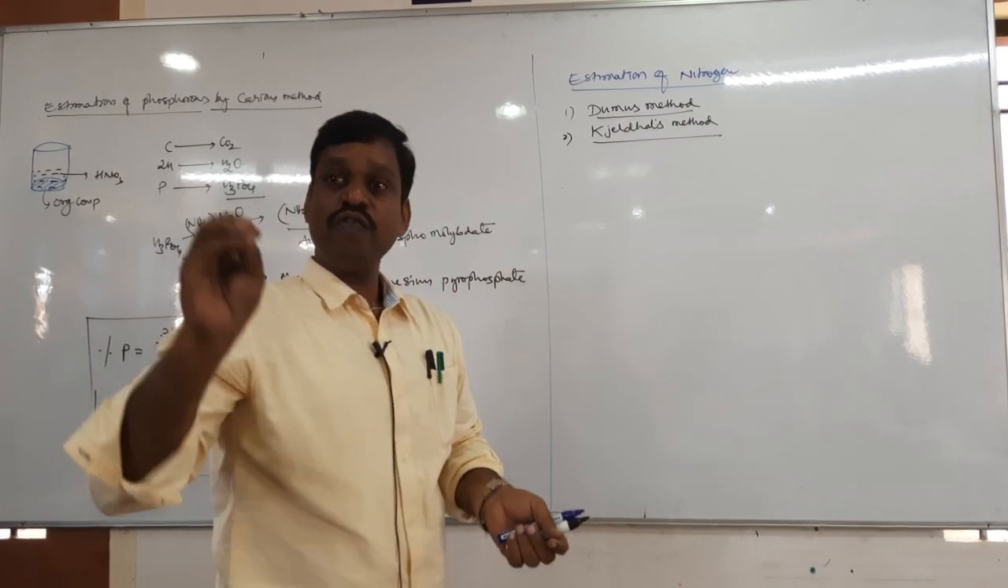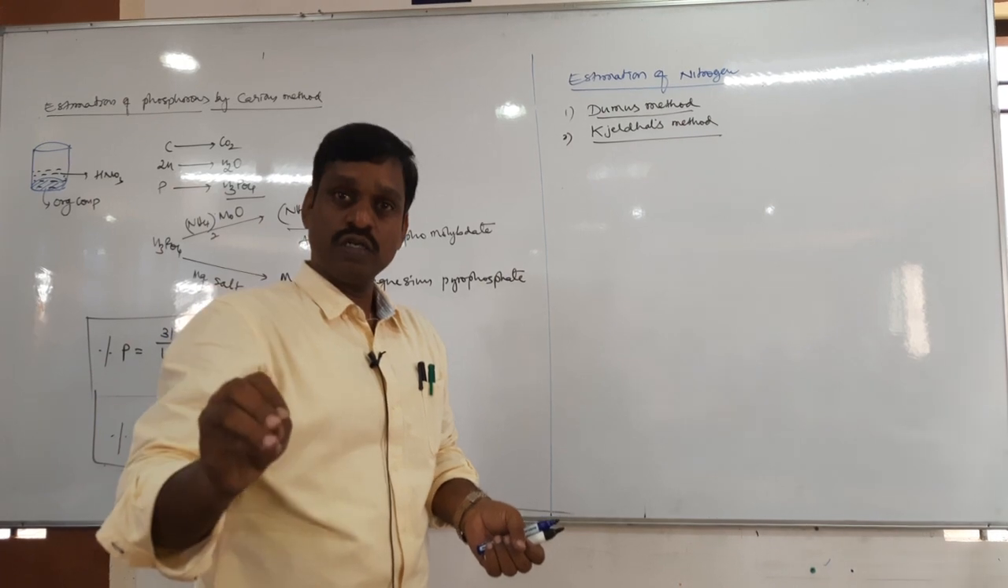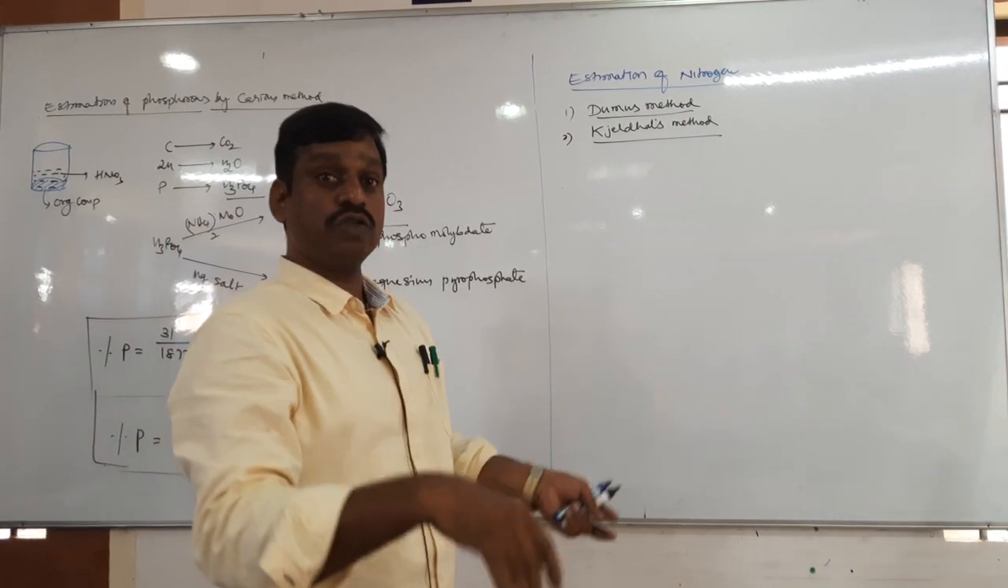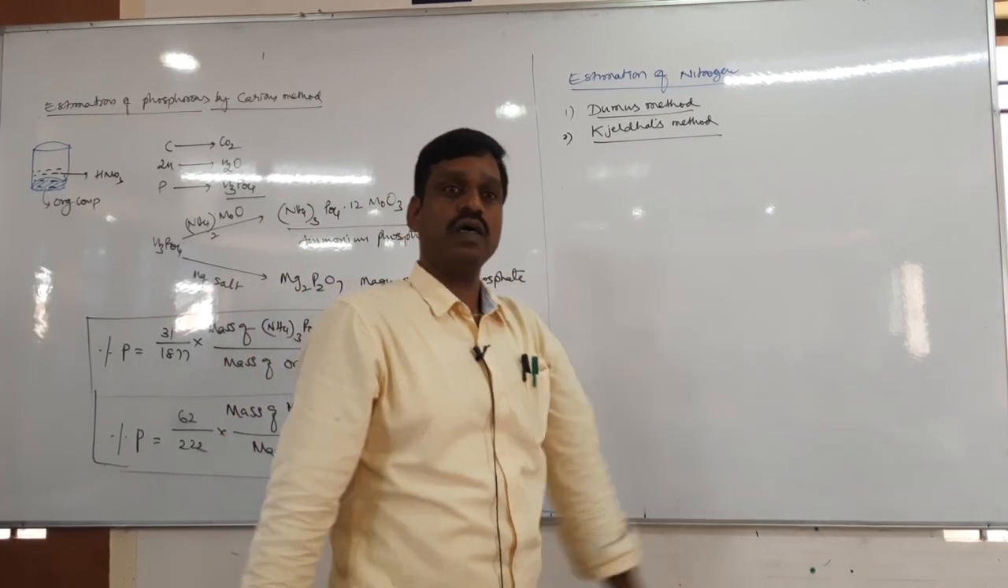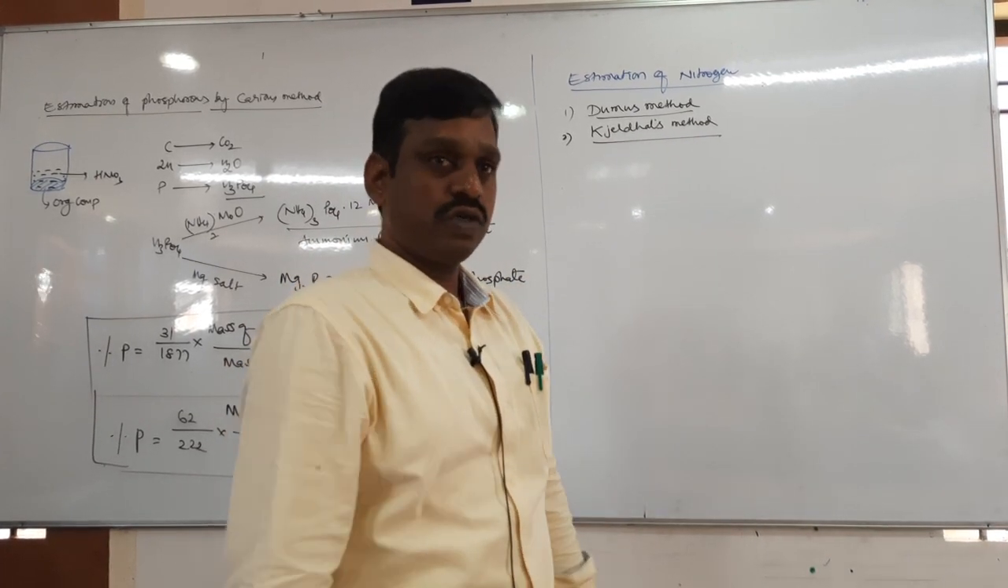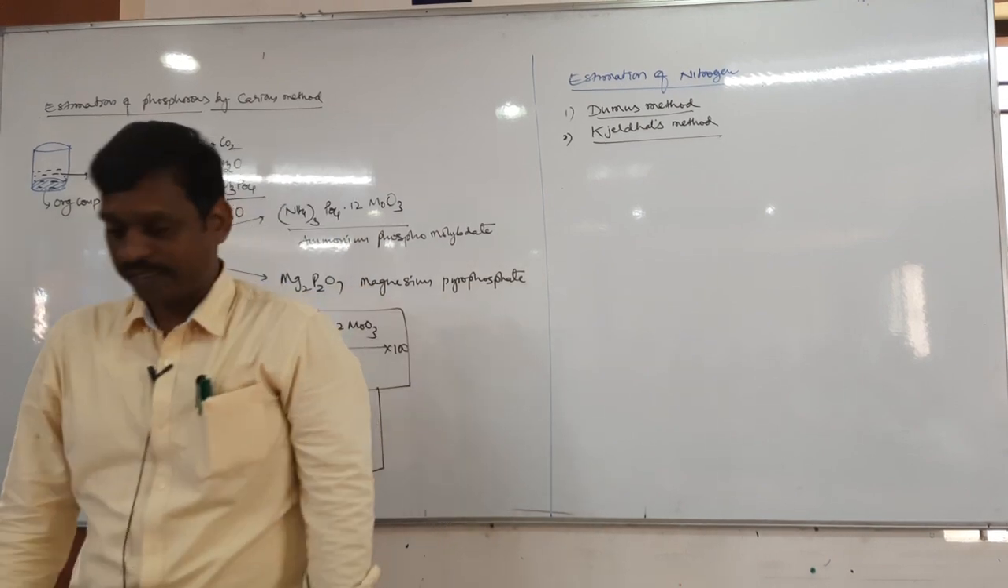So therefore, if an organic compound containing nitrogen is converted into dinitrogen, the Dumas method is used. If it is converted into ammonia, the Kjeldahl method can be used. Okay, now let's see the Dumas method.